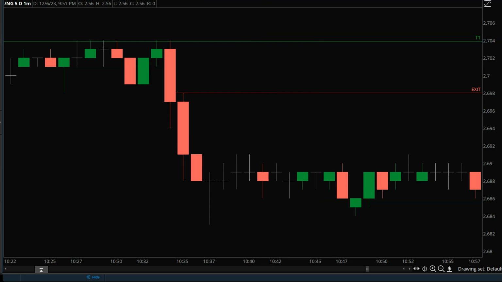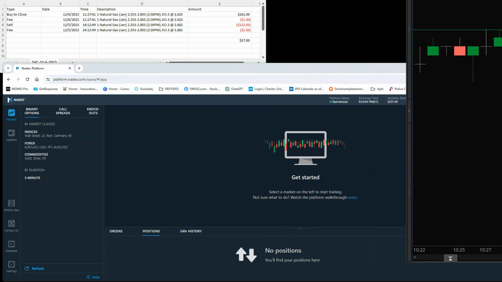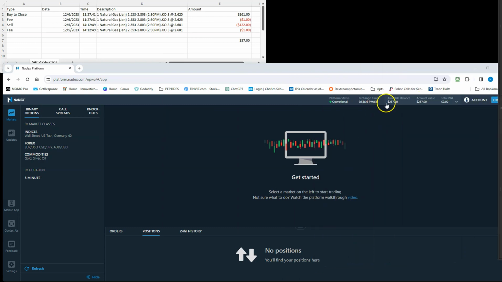And that was the only trade, by the way, that I made in this account. So starting off 200, I'm up to 237. No big deal. This is my trade on the natural gas. So once again, I am looking to get in and get out at a fairly consistent rate.